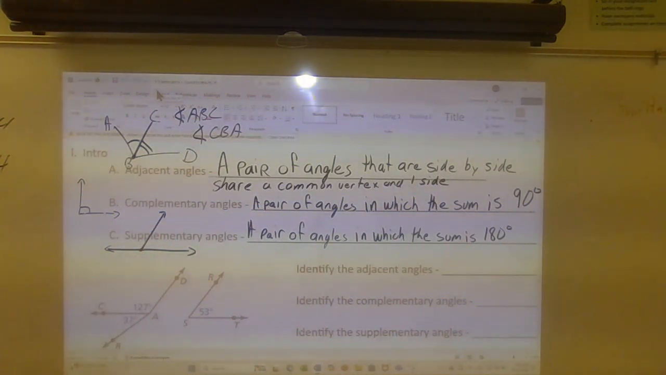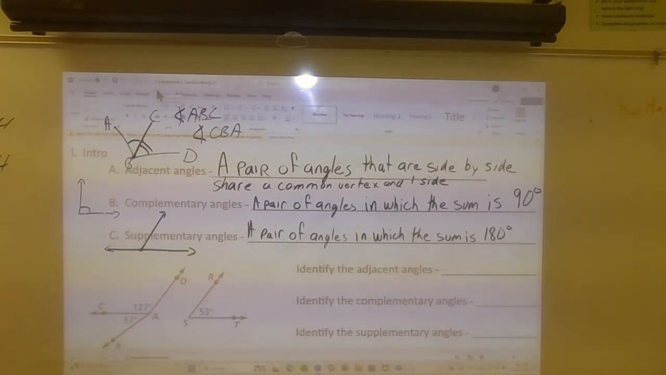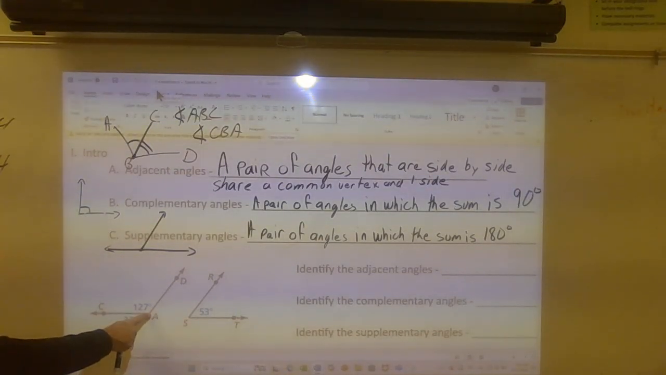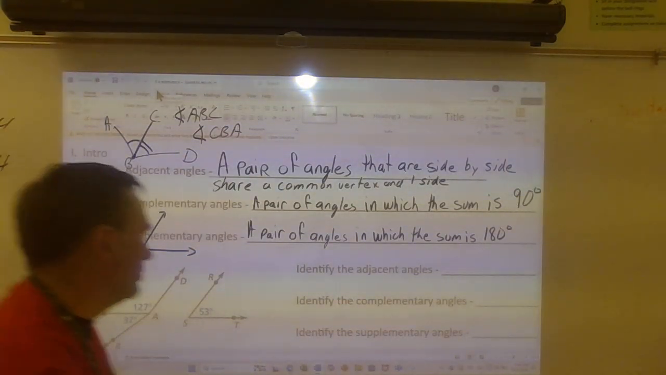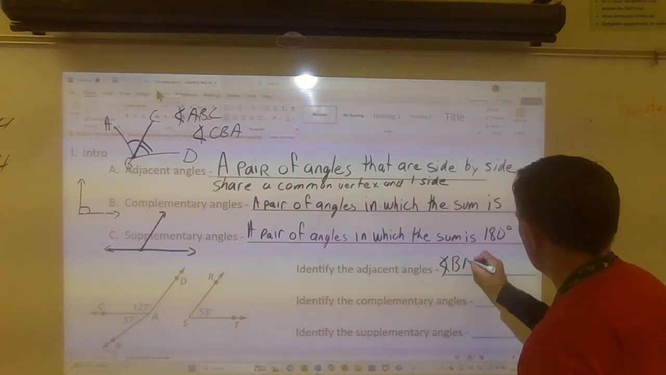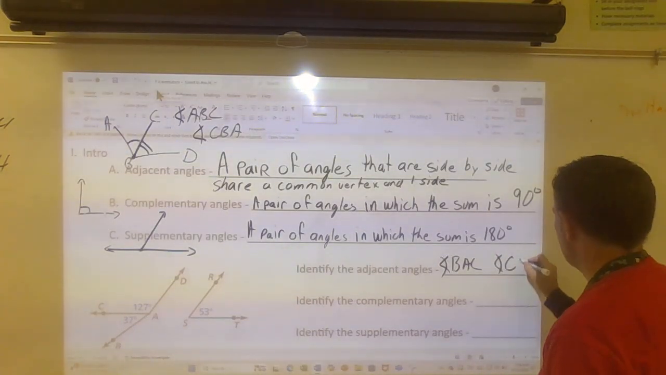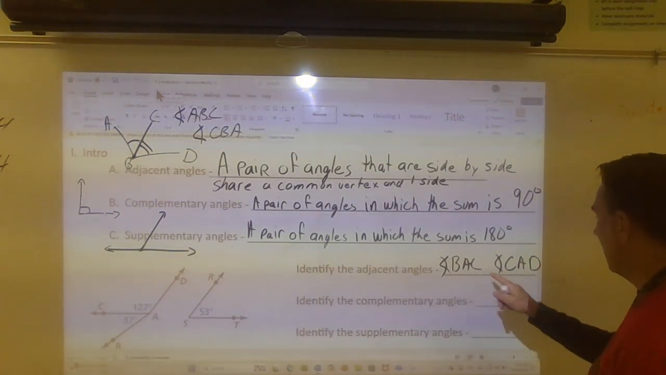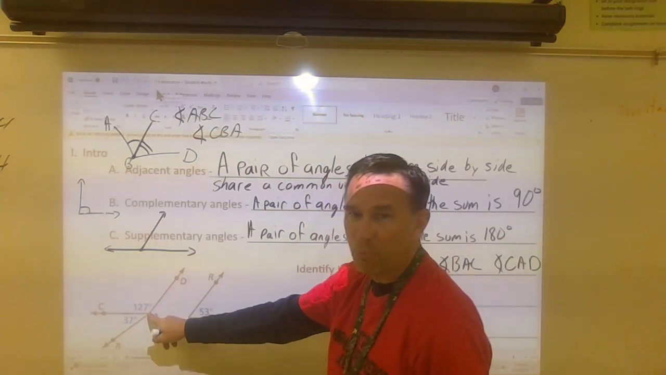So if we're looking at this example here, it asks, identify the adjacent angles. The only ones that share a vertex and a side is this one here. So adjacent angles, angle BAC and angle CAD. And you notice that the middle vertex has to be this point right here.